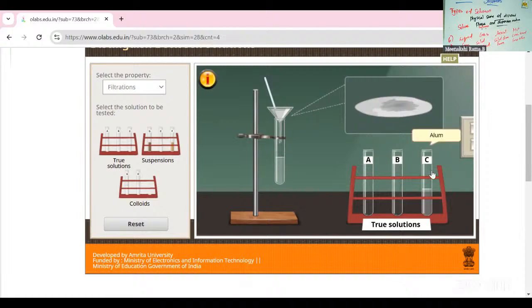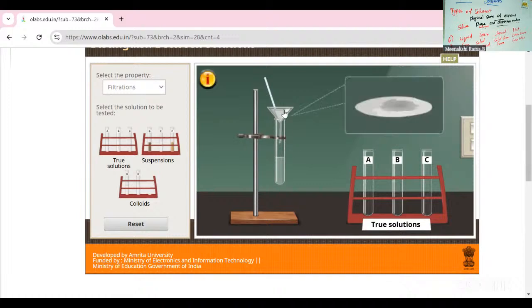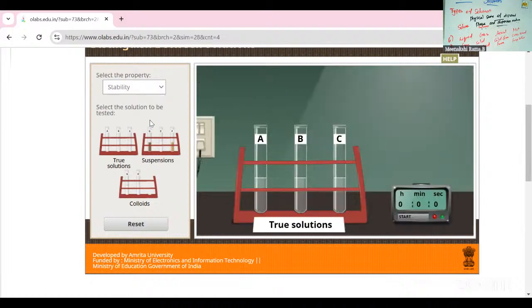And next, I'm choosing the third test tube, which contains the alum water. Look at the filter paper. There are no solid particles. So the third one, the alum water, is also a true solution. This is the second confirmation of the true solution. And the third property is stability.